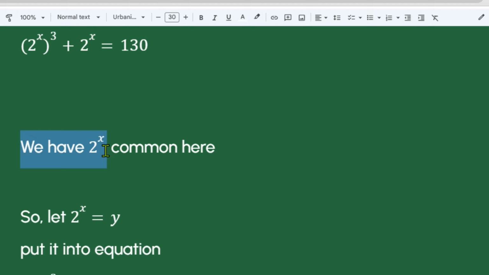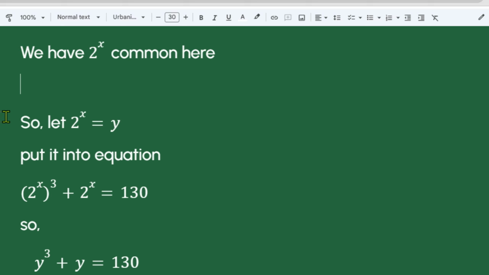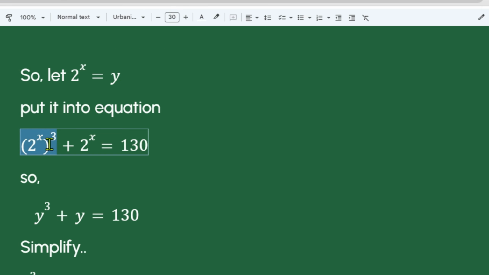We have 2 to the power x common here. So let 2 to the power x equal y. Put the value of y into the equation. After putting the value, we have y to the power 3 plus y equals 130. Follow the steps on screen.